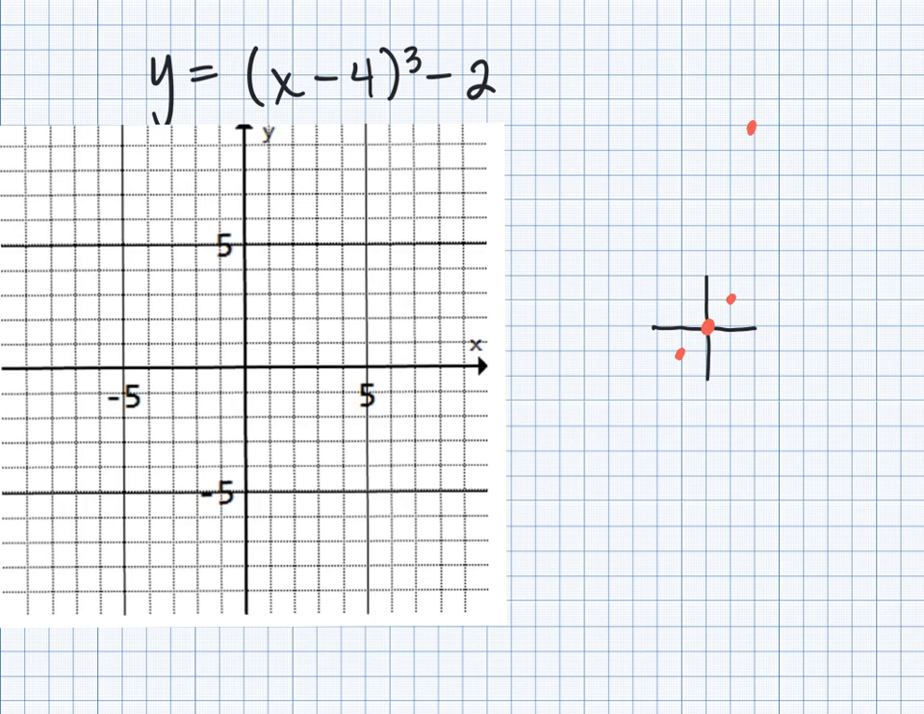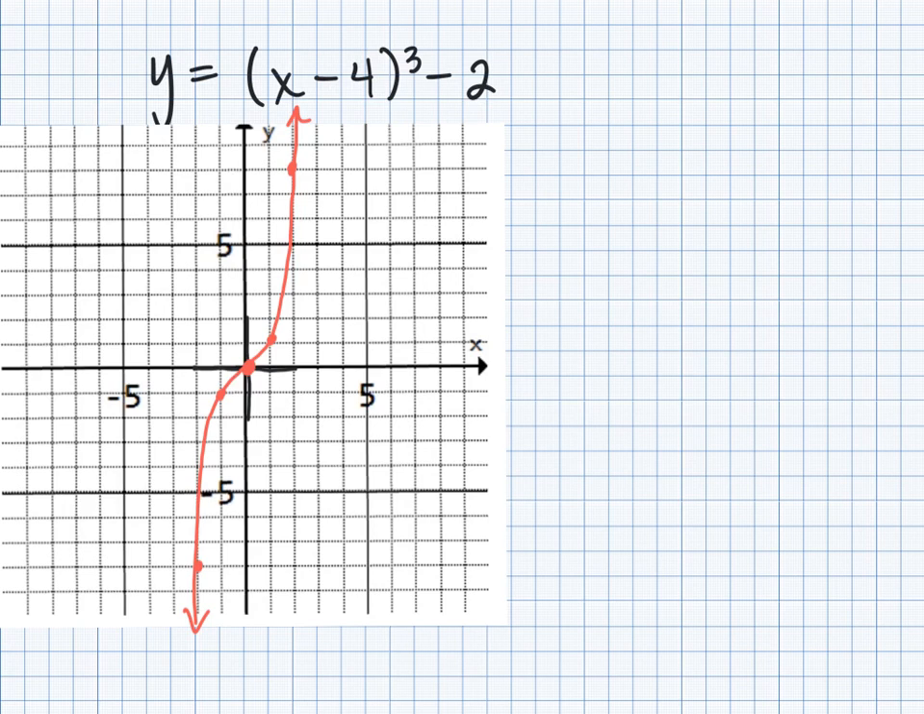And that is simply because if I have 2 cubed, so 2 times 2 times 2, that's going to give me positive 8, and if I have negative 2 cubed, that's going to give me negative 8. So that's my parent graph. I'm going to come over and put that on my grid here.